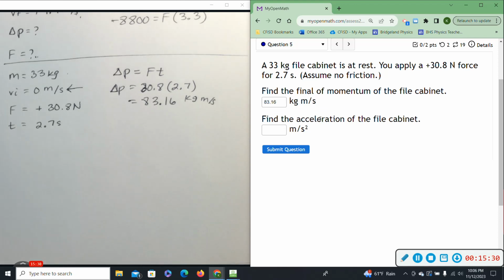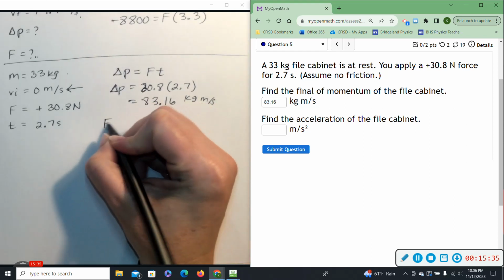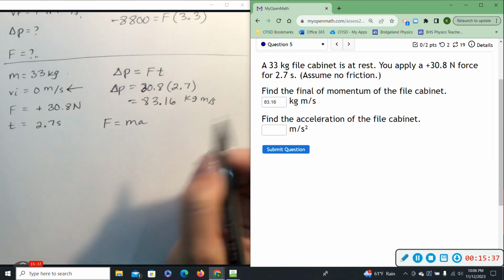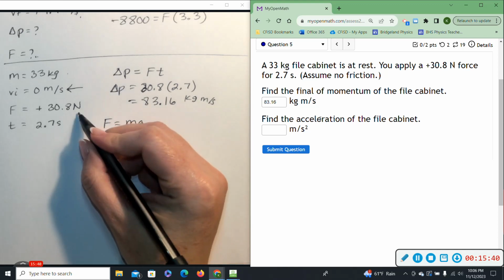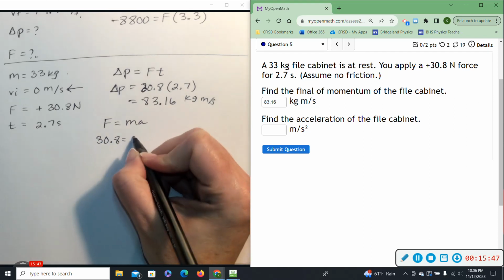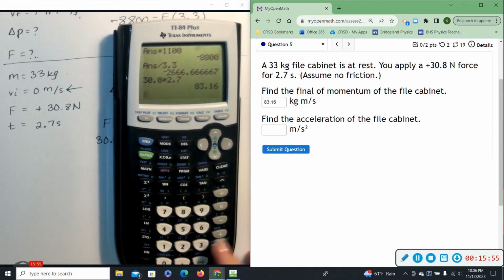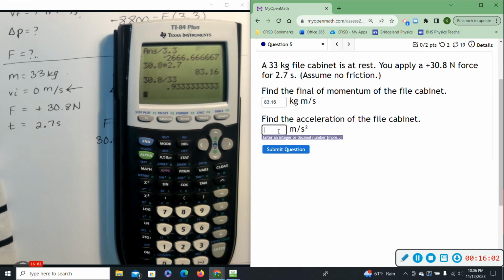My acceleration, again, I can find that, and there's more than one way to do this, as I already mentioned, but I can do this. F equals ma. I have my force. The only force that's acting here is this one because it says assume no friction. So I have my force of 30.8. I'm going to set it equal to my mass, 33 times a, and I can solve for acceleration. Acceleration is going to be 30.8 divided by 33, which is 0.93 repeating. So let's go ahead and type that in over here. Submit.